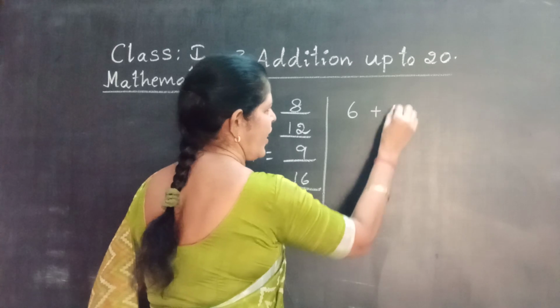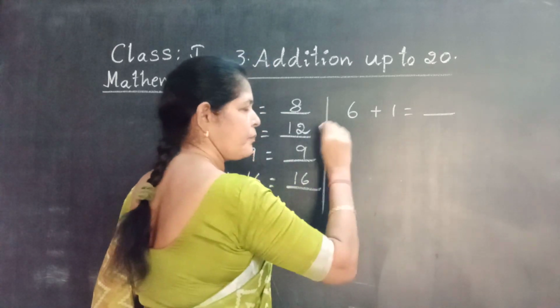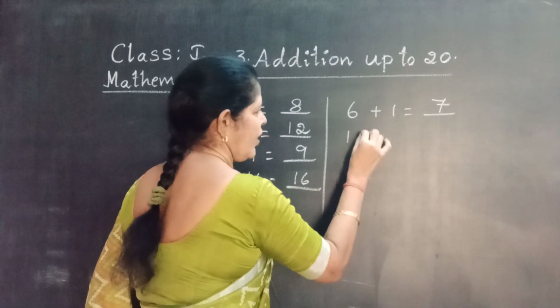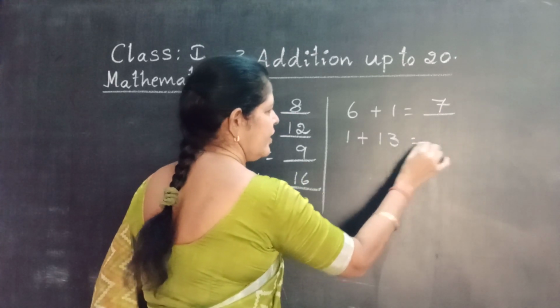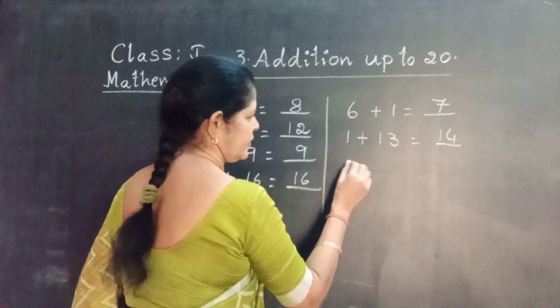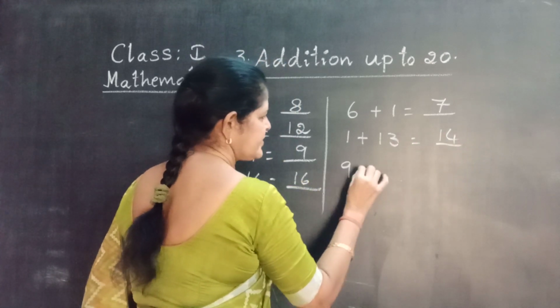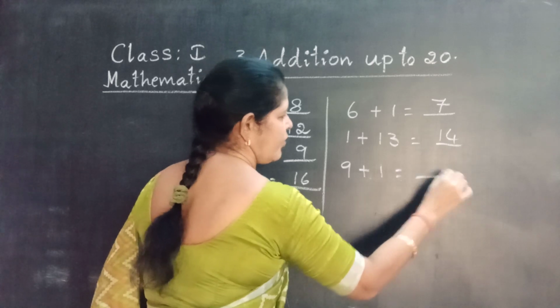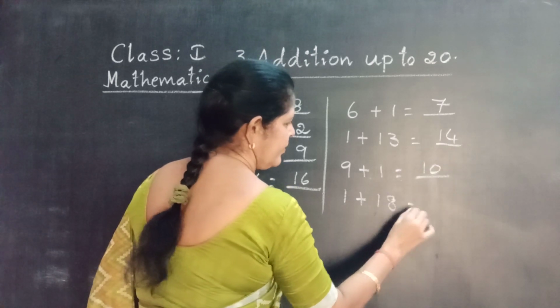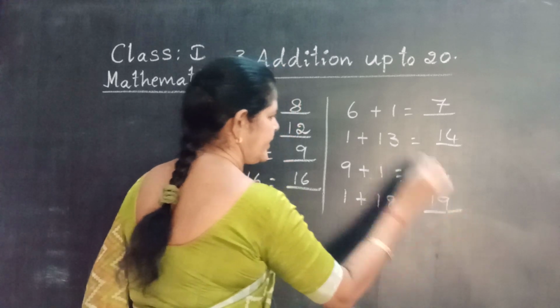Now add 1 to a number, the answer is the after number of the given number. 6 plus 1 or 1 plus 6, after 6 is 7. 1 plus 13 or 13 plus 1, 14. 9 plus 1, after 9 is 10. 1 plus 18, the answer is 19.